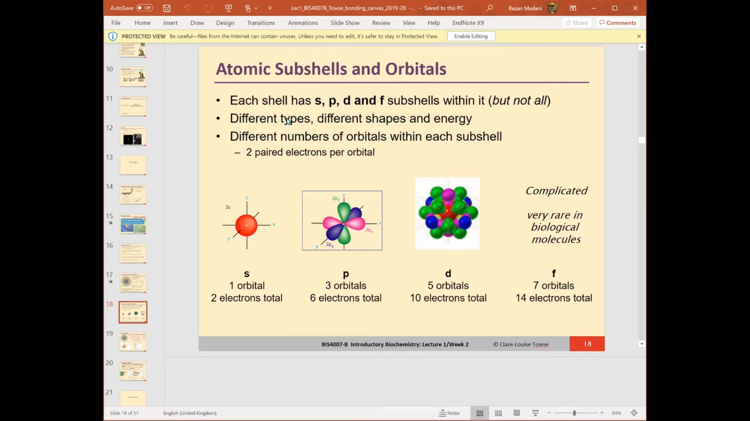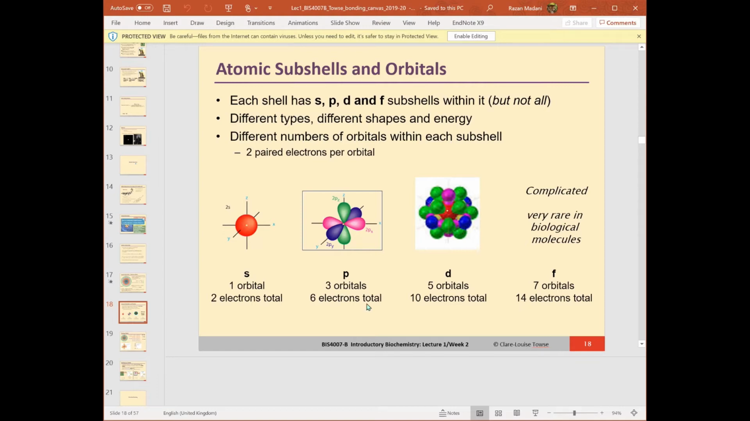Here it's telling you each shell has S, P, D, and F subshells within it, with different shapes and energies. The first one, the red one, is the S subshell. It is one orbital with 2 electrons in total. Because we have 2 electrons in the S orbital, they are distributed to keep equidistance, because they repel each other. And when you have P, it says 3 orbitals, 6 electrons.